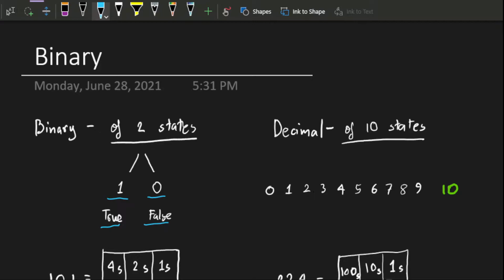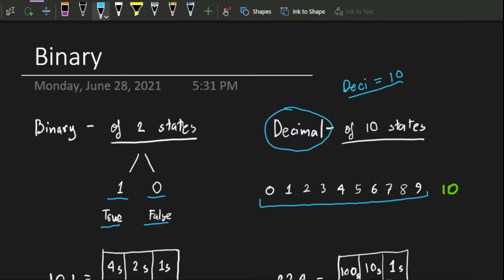The number system that we use is decimal, which is also called the base 10 number system because deci means 10. That's why it's called of 10 states. The number system ranges from 0 all the way up to 9. It has around 10 states to represent all of the numbers here. But computers do not exactly understand all of the states.